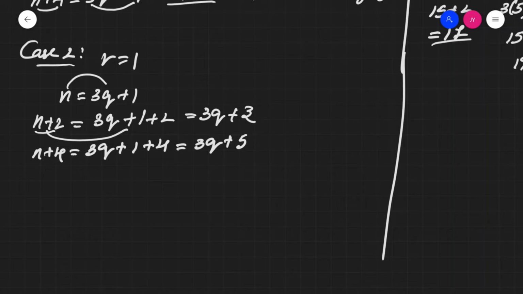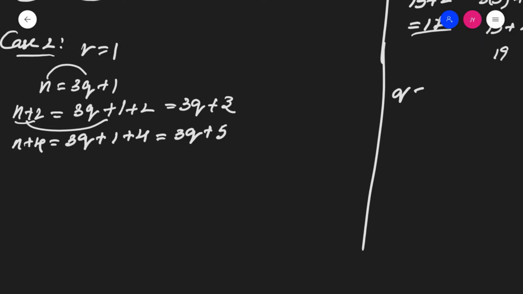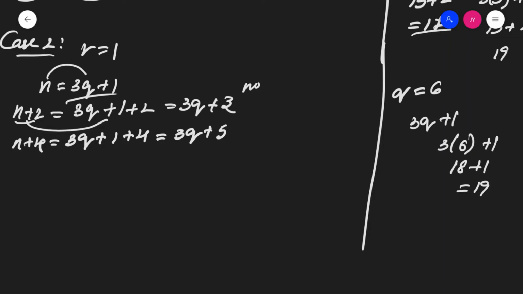Again, rough column. Now let's take q is equal to 6. So what is the first one? 3q plus 1. 3 into 6 plus 1. 3 sixes are 18 plus 1, 19. Is 19 divisible by 3? No, not divisible by 3.